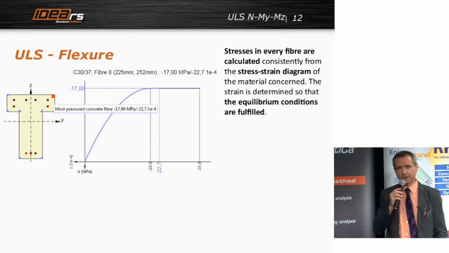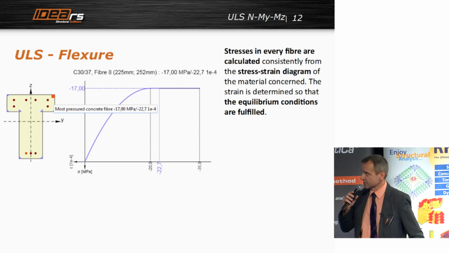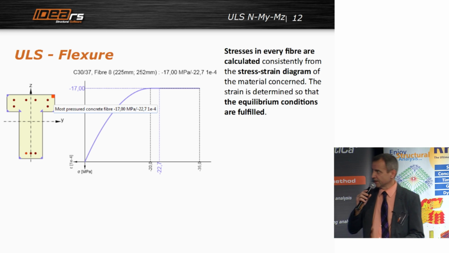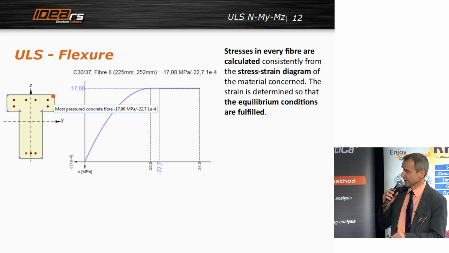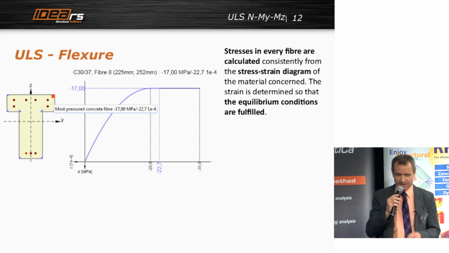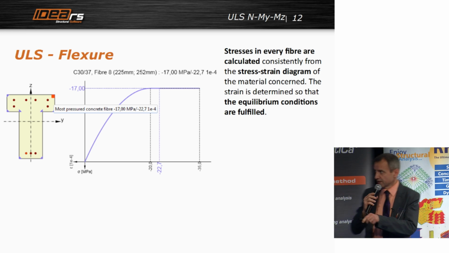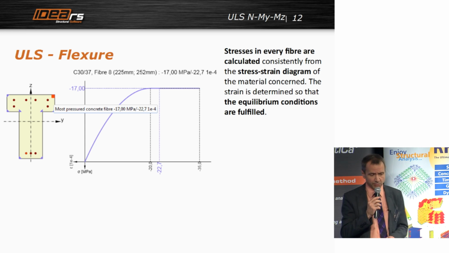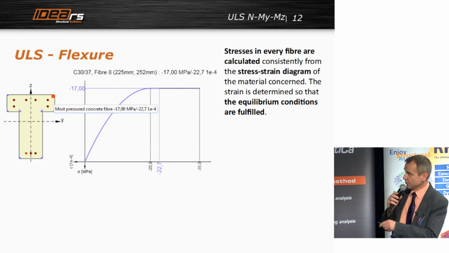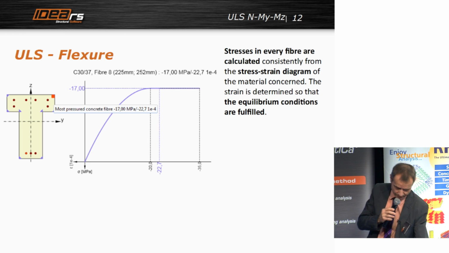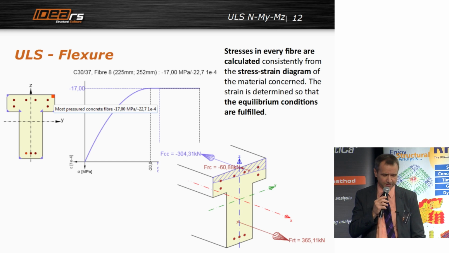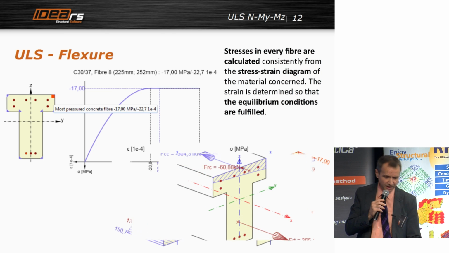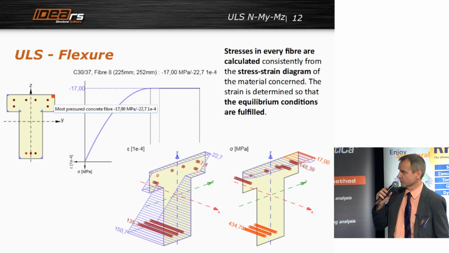When we go to the checks, to assessment of the sections, we have the ultimate limit state in flexure, and this ultimate limit state is calculated based on a stress-strain relationship. Actually, stress is analyzed in every fiber of the cross-section, in each bar, and then you have to guarantee the equilibrium conditions. So if we have such forces applied on the section, then we can calculate this distribution of stresses.